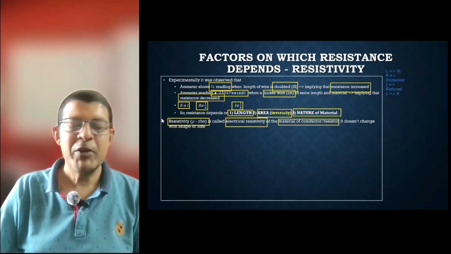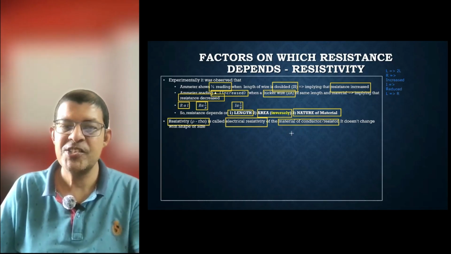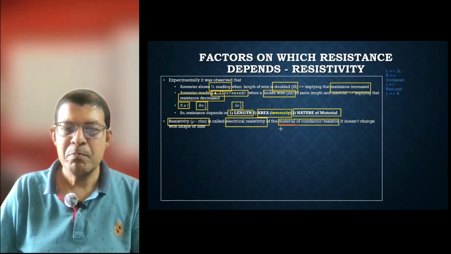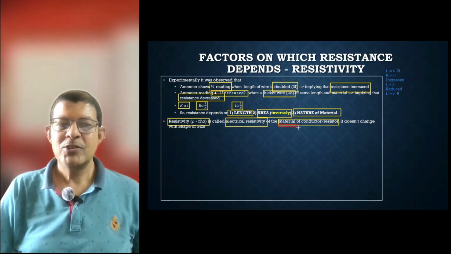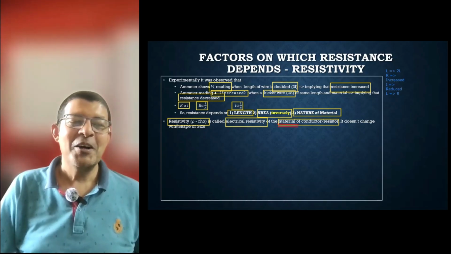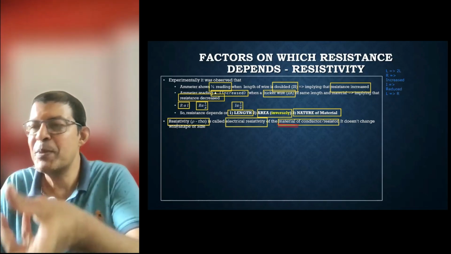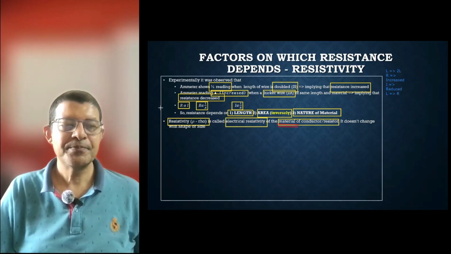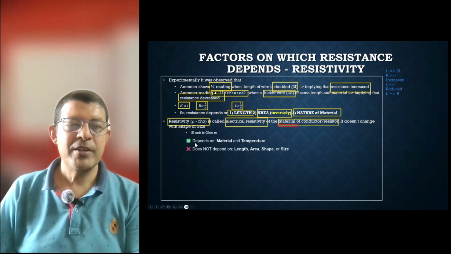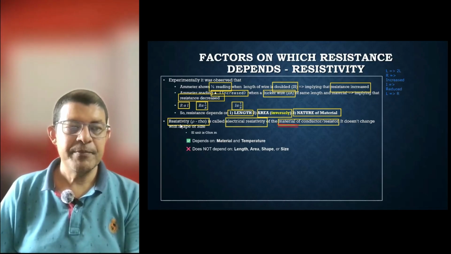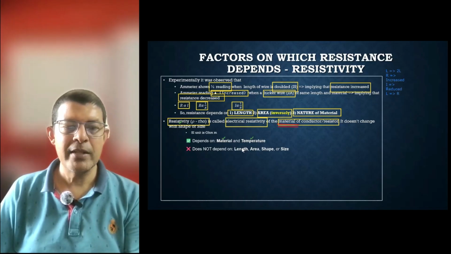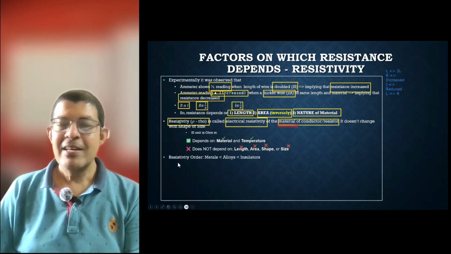Be careful here between resistance and resistivity. Resistivity depends on material. Resistance doesn't depend on material directly. Sorry, resistance depends on the nature of material, but resistivity doesn't depend on the shape and size of the material. Okay. So we see here, it depends on the material. Resistivity depends on material and temperature. It doesn't depend on length, it doesn't depend on area, shape, or size.